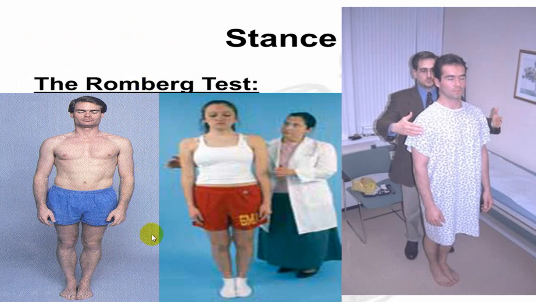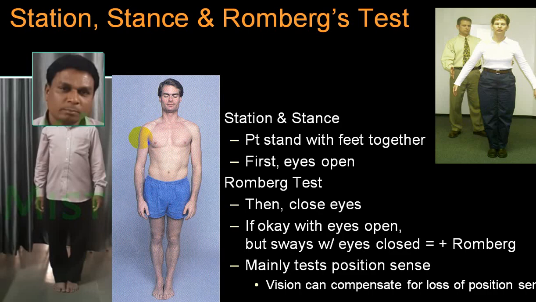Initially the person is supposed to stand with eyes open, two legs together, arms by the side, and you look for the balance. Now to make it more accurate, the person is asked to close the eyes. And when he closes the eyes, he is supposed to maintain the balance. If he sways, the Romberg test is positive, which will be seen in vestibular disorder, cerebellar disorder, and in proprioceptive damage, or what we call sensory ataxia. So these three are the common conditions which produce ataxia.